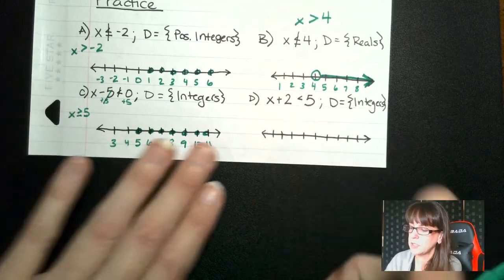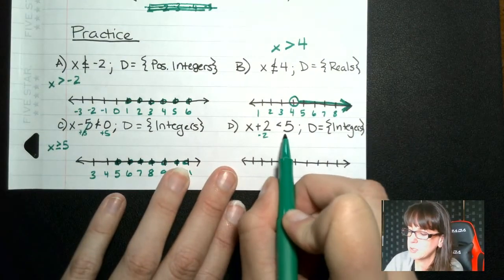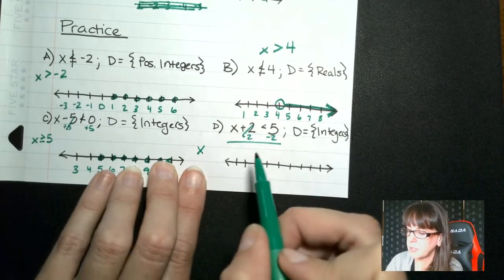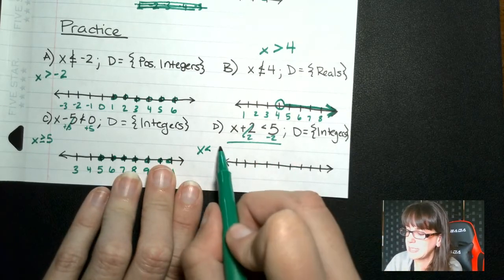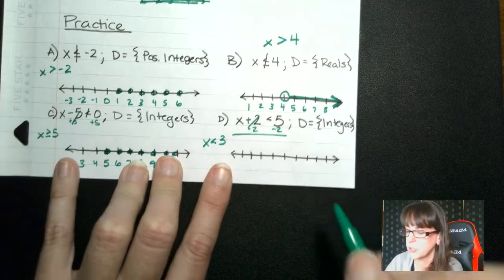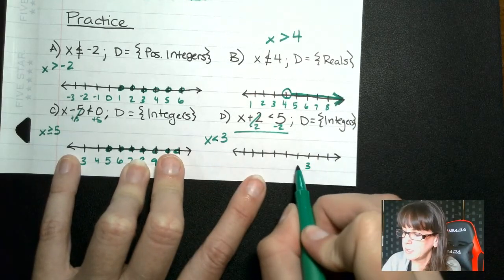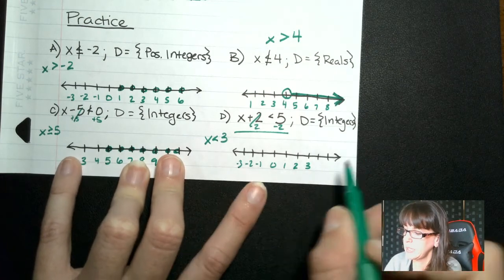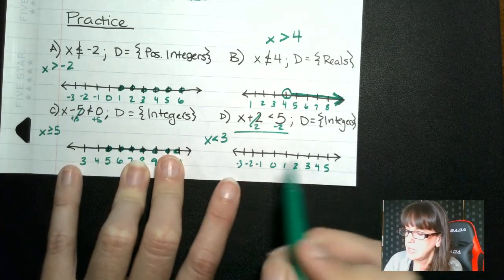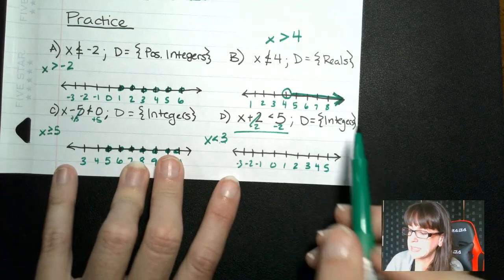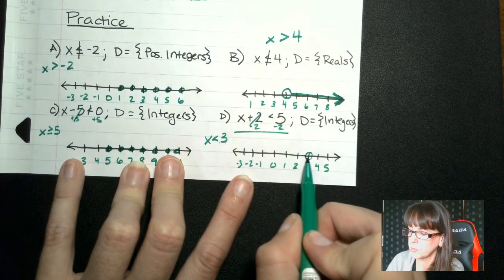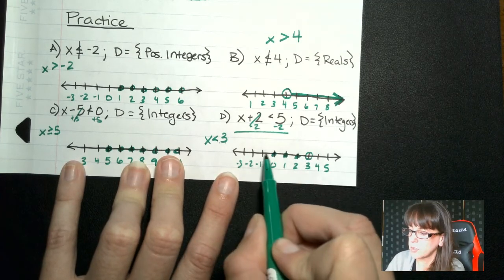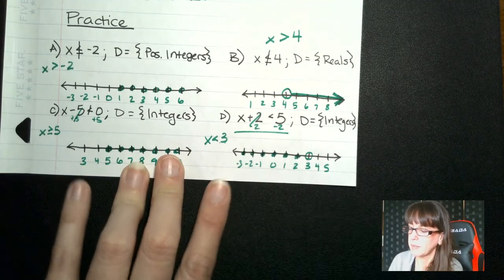All right, x plus 2 is less than 5, so subtract 2 from both sides. We end up with, sorry, I didn't leave myself enough room here. x is less than 3, and we want all integers. So we've got 3, 2, 1, 0, -1, -2, -3, and this is 3, 4, 5. So it's less than 3 and it's integers. It does not include 3, but it does include 2, 1, 0. Those are all integers, -1, -2, -3.